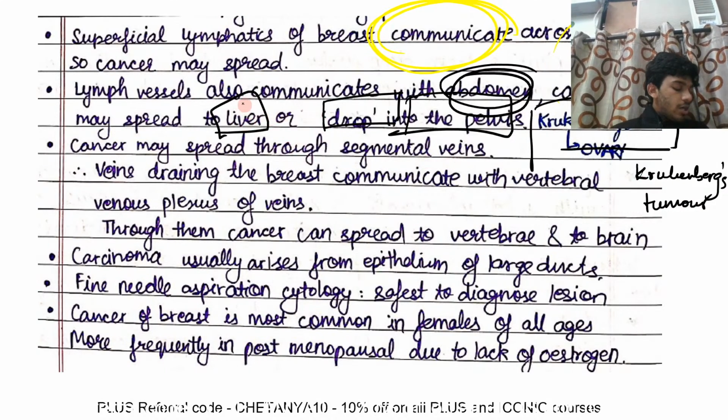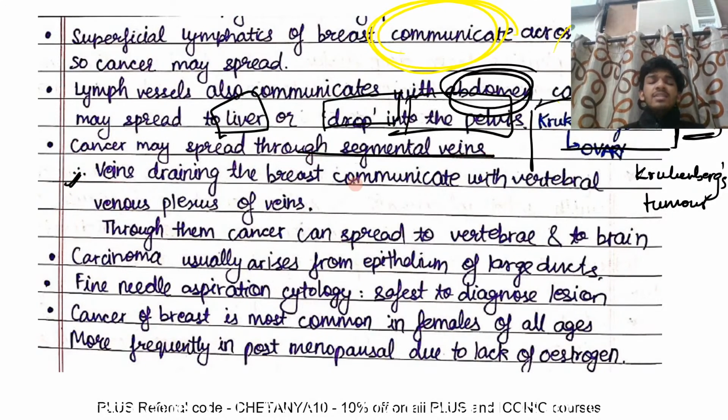That is known as Krukenberg's tumor. It can be an MCQ for your clinical anatomy in next 2022. Cancer may spread through segmental veins also. Veins draining the breast communicate with the vertebral venous plexus. So the cancer can basically go anywhere.